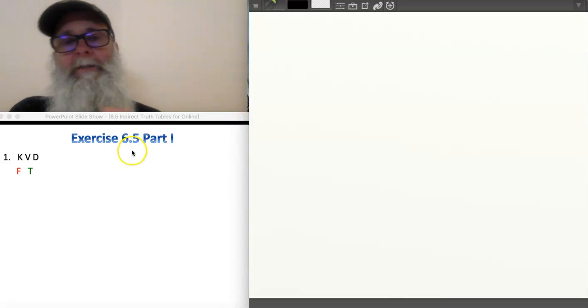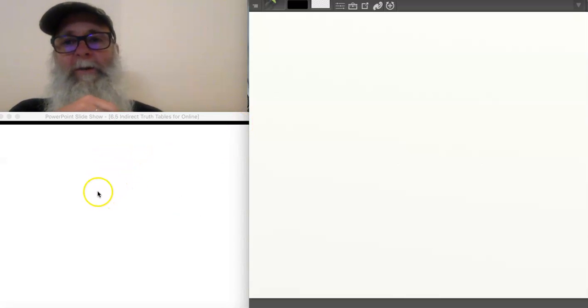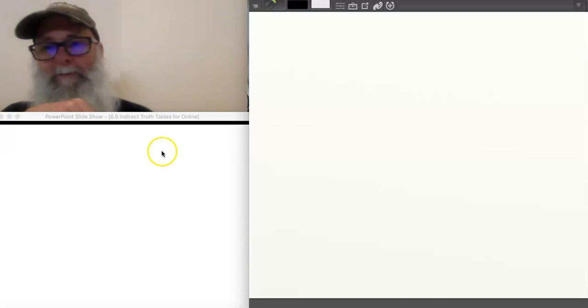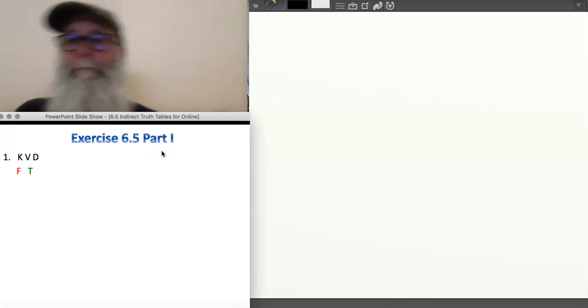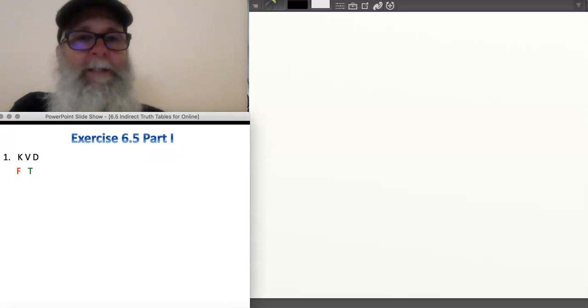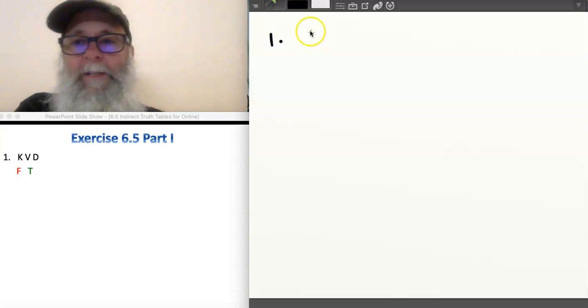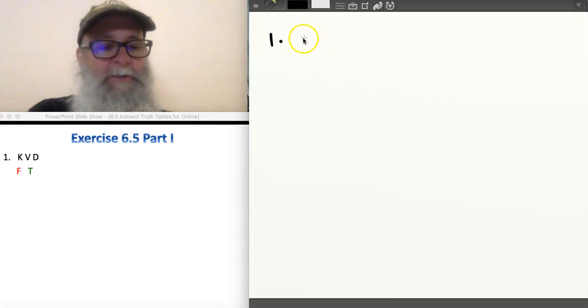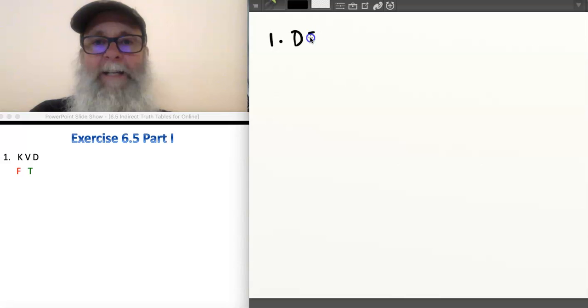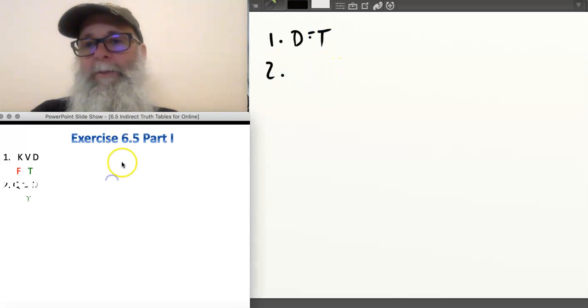Okay, let's go over the answers for exercise 6.5, part 1. Lovely computer problem. All right, so for number 1, I'll write these down. For number 1, if K is false but the wedge is true, that means that D has to be true because it requires one side to be true for the wedge to be true.